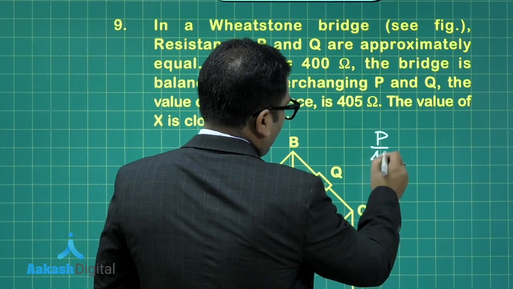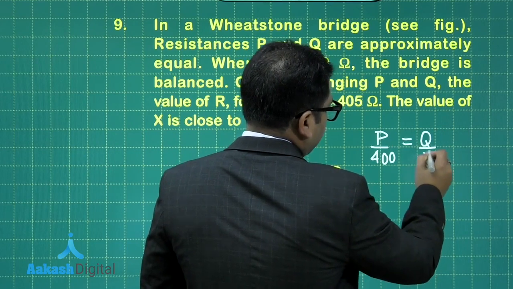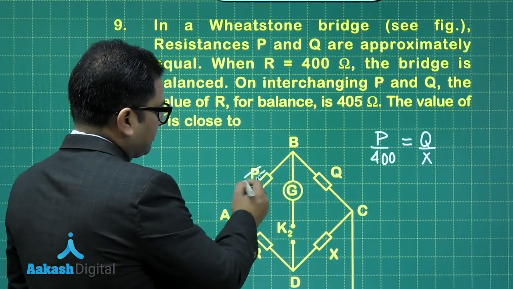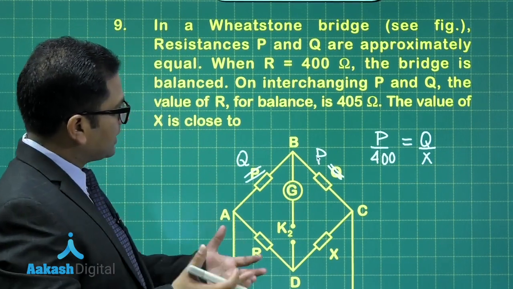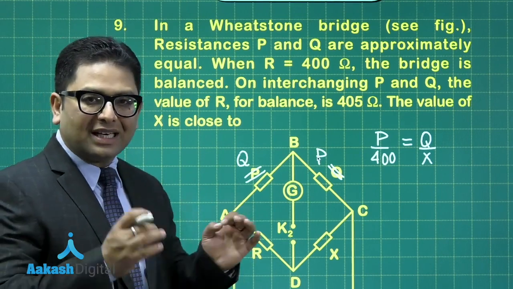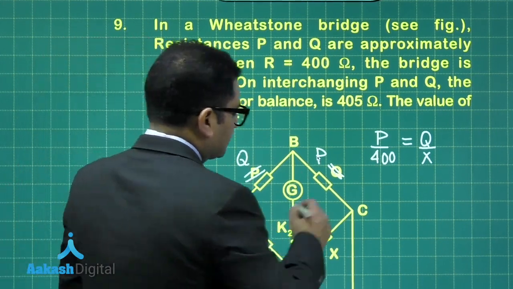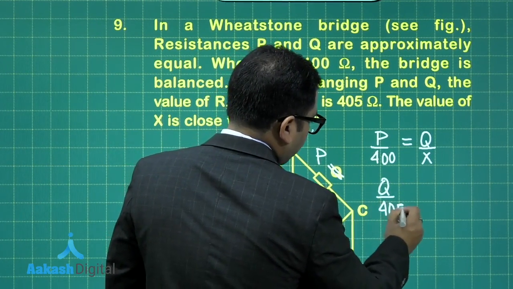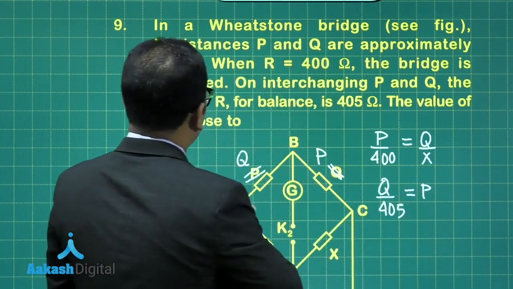P by 400, this is 400, equals Q by X, that's the first fact. On interchanging P and Q, so now this becomes Q and this becomes P, the value of R for balance is 405 ohm. We need to calculate the value of X, which is very close, with a slight bit of approximation given the fact the resistances are almost equal. So in the second situation I get Q upon 405, because this is Q, this is 405, equals P upon X.